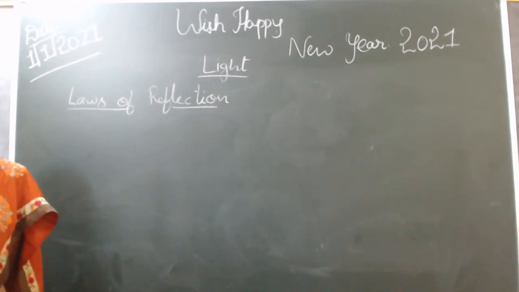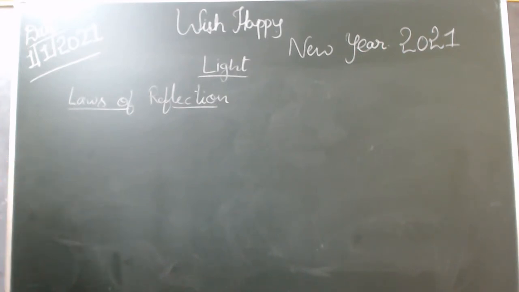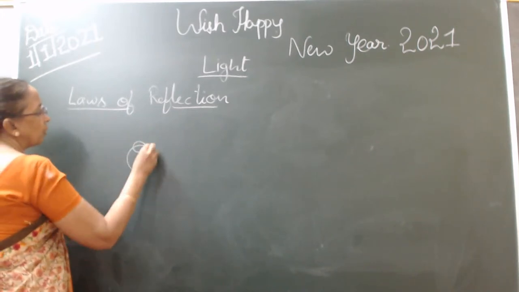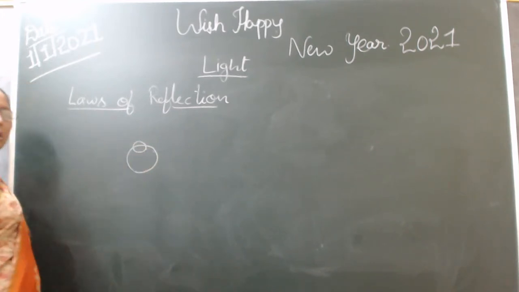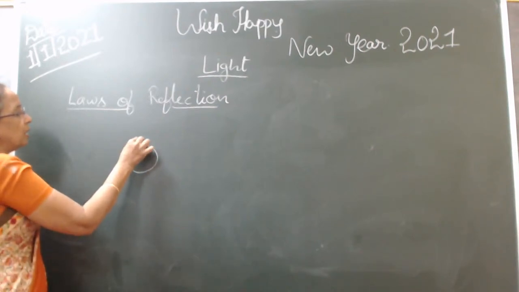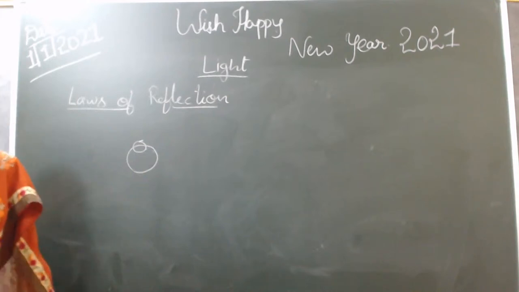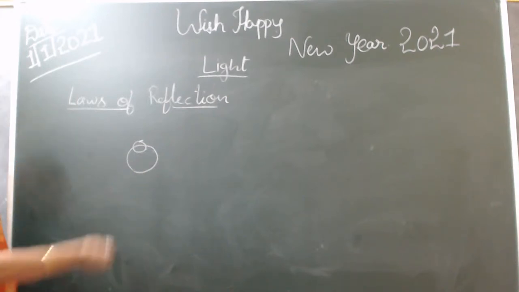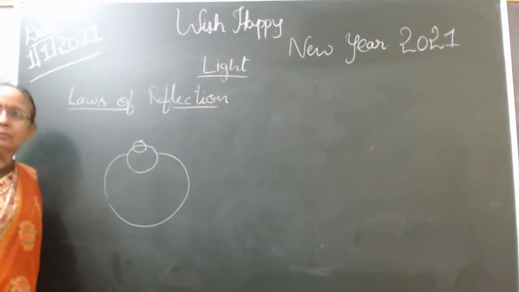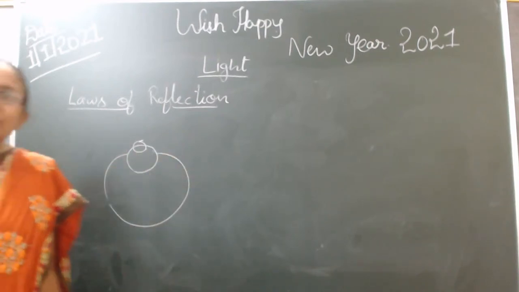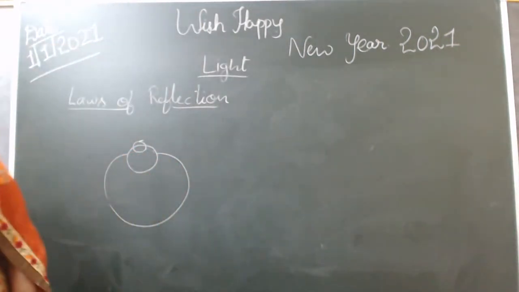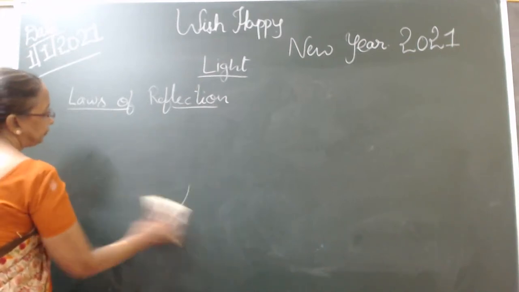One more thing, the moon is rotating on its axis. The moon rotates on its axis, and it is also revolving around the earth. Then the sun is there, and tomorrow I will explain, don't get confused. One by one I will read.